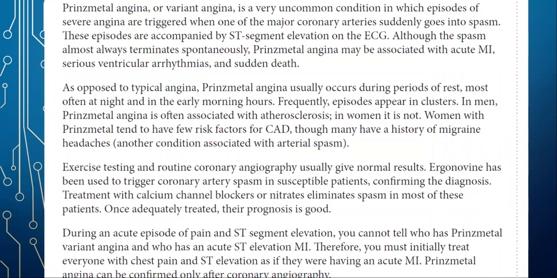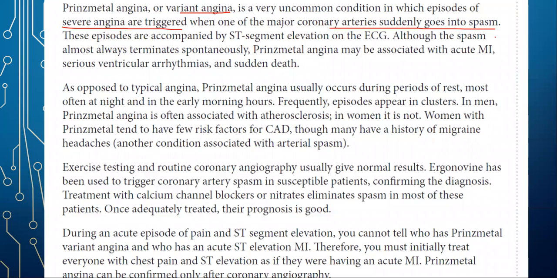Now, moving on to some other causes of chest pain like Prinzmetal angina. Prinzmetal angina is also known as variant angina. It's an uncommon cause of chest pain in which the patient gets severe angina-like chest pain. And this usually occurs in relationship to some kind of stress, something usually triggers it.